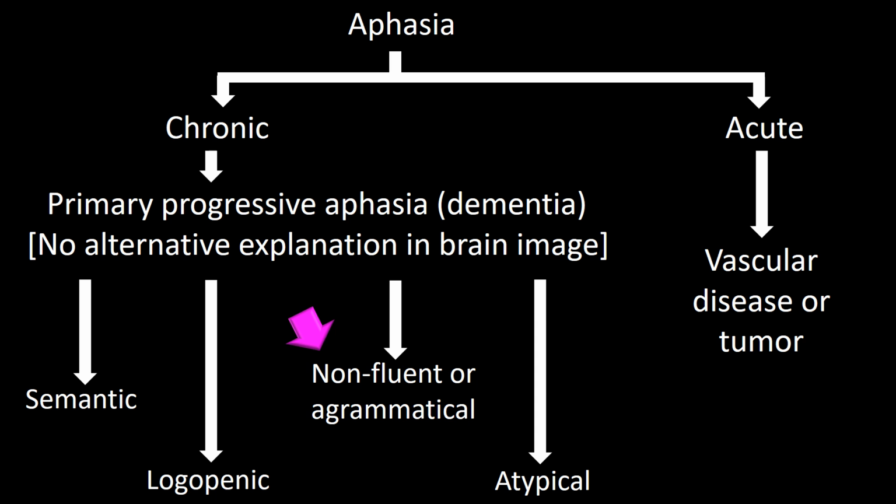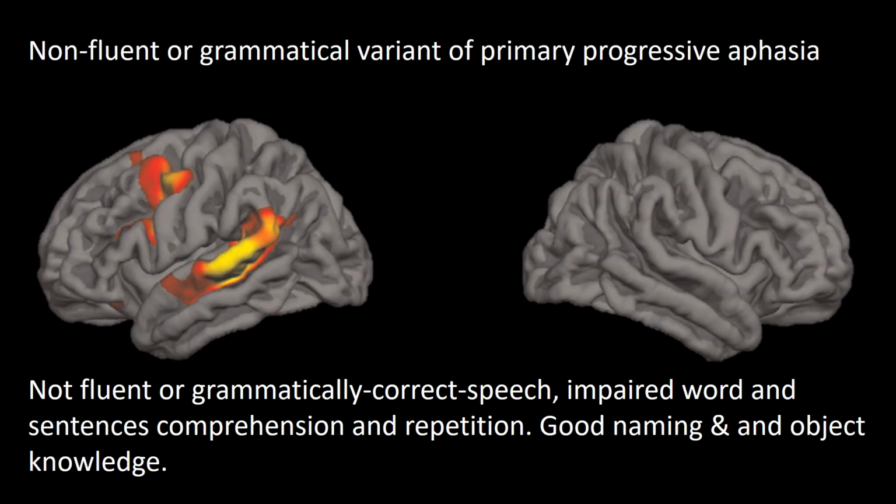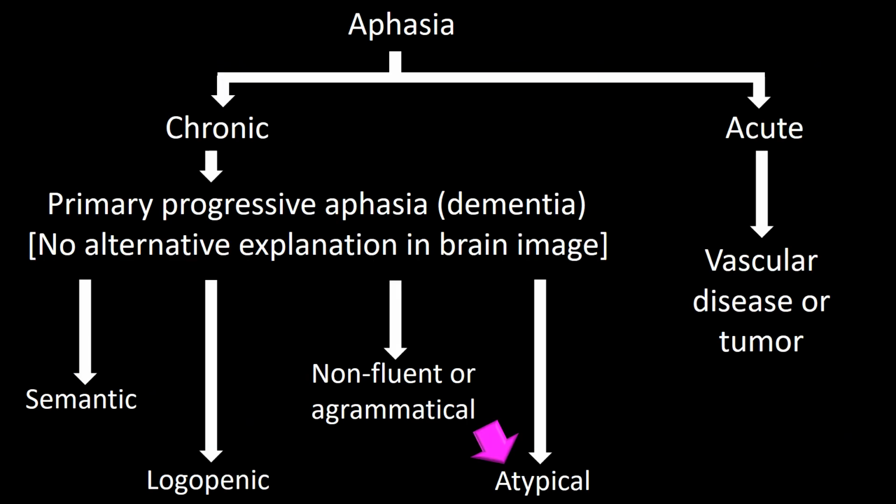In the non-fluent or agrammatical variety, the damage primarily involves the left perisylvian region. Speech is non-fluent. Repetition is affected. The term atypical variant of primary progressive aphasia is used for those progressive aphasias that do not fit any of the prior variants.